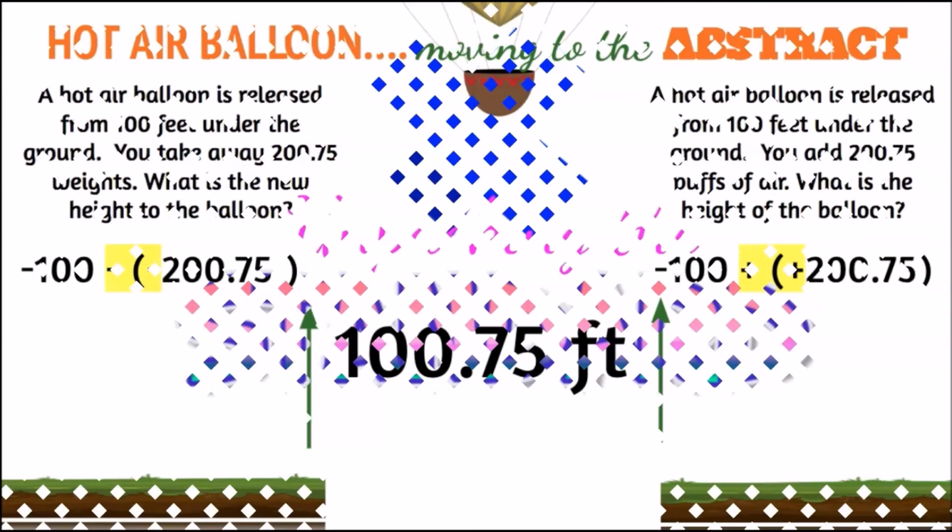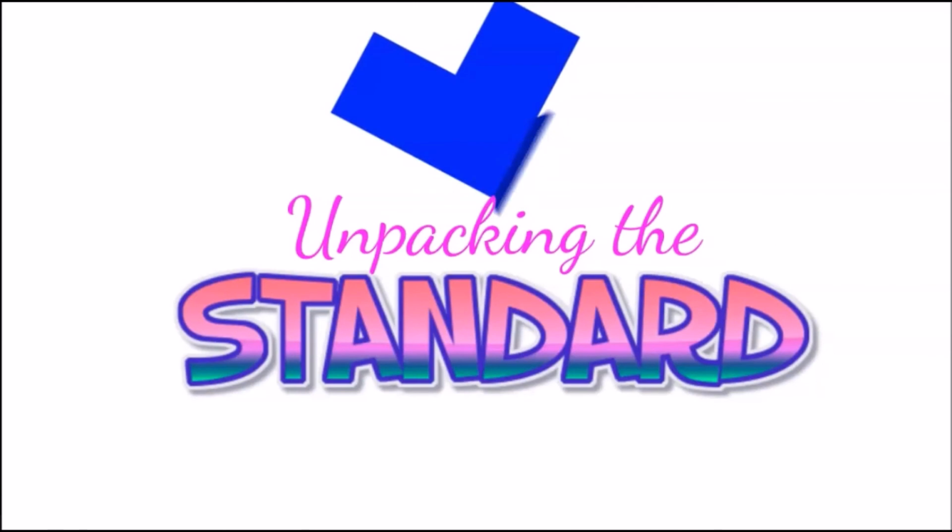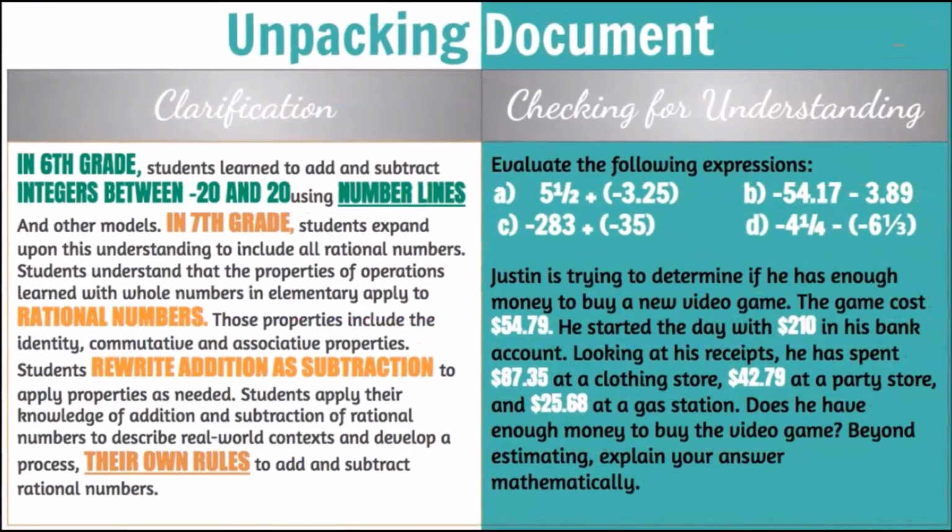Let's unpack these standards and look at how they vertically progress from 6th, 7th, all the way up to 8th grade. When we look at the unpacking document, there's a part that clarifies that in 6th grade, students only dealt with integers, positive and negative whole numbers between negative 20 and 20, and they were using a number line. But in 7th grade, we are to expand this understanding to rational numbers. They will rewrite addition and subtraction, and they will develop a process, their own rules. It also gives you a way to check for understanding. So if you'll note, here are some scenarios or problems that will help you identify if kids truly understand what they should get from this standard.